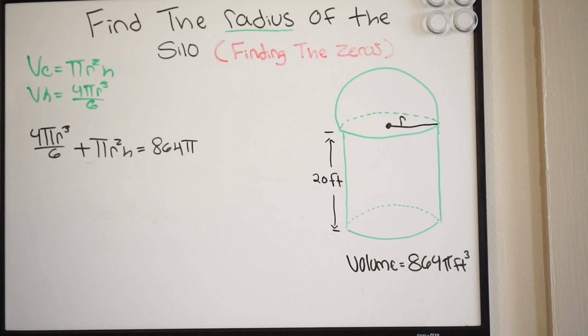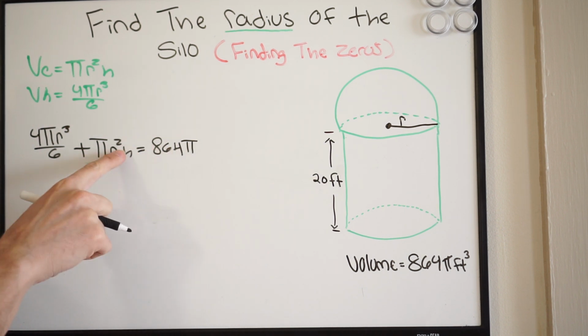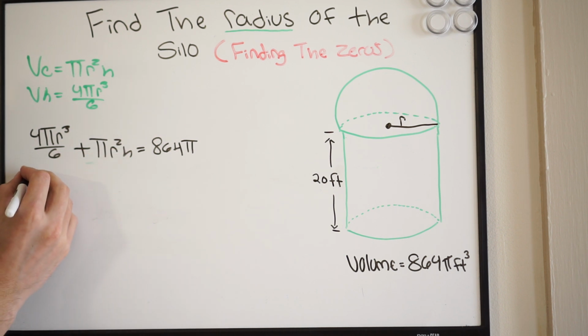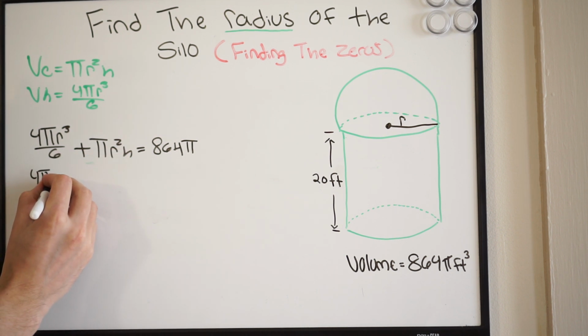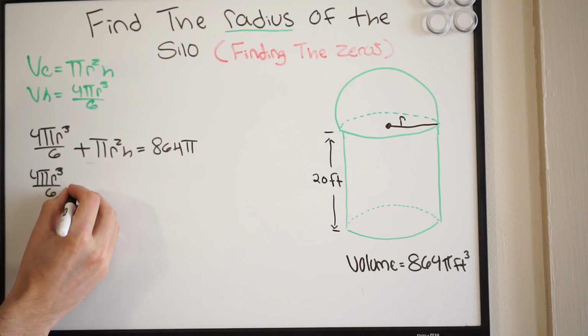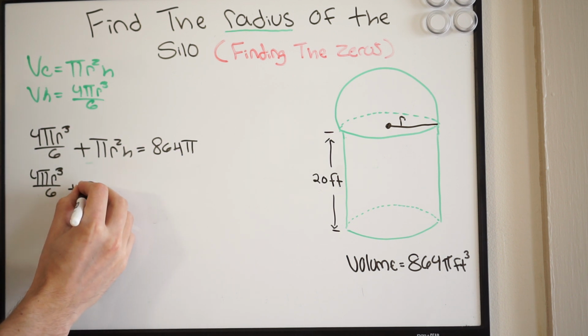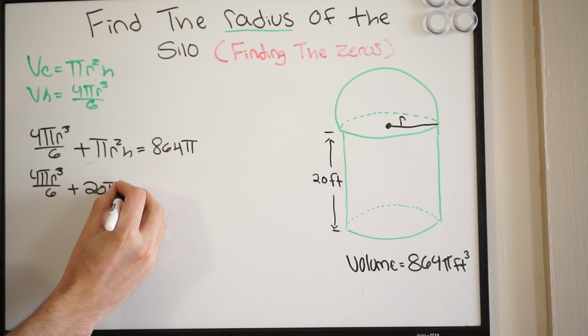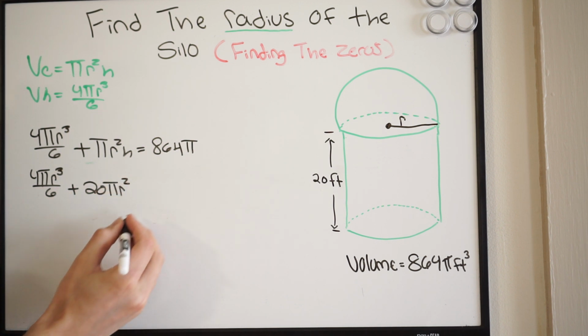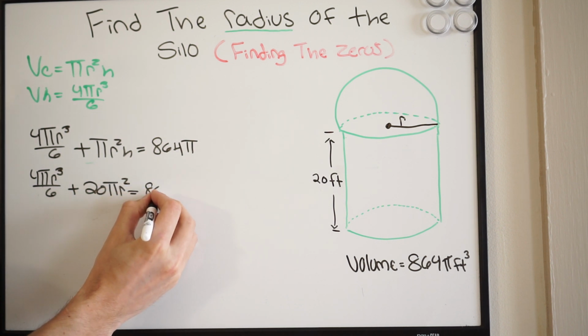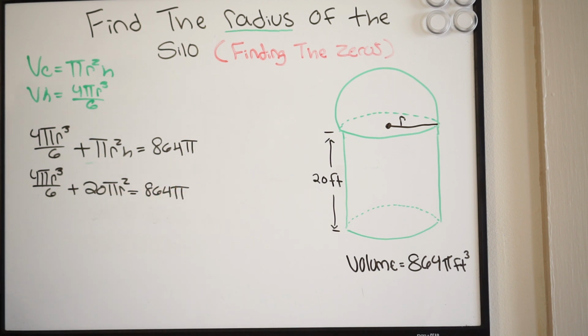Now at this point, we want to go ahead and start filling in some known values. We know the height of the cylinder, so we can fill that value in. So let's rewrite this as 4 pi r cubed over 6, plus 20 pi radius squared, equal to 864 pi.